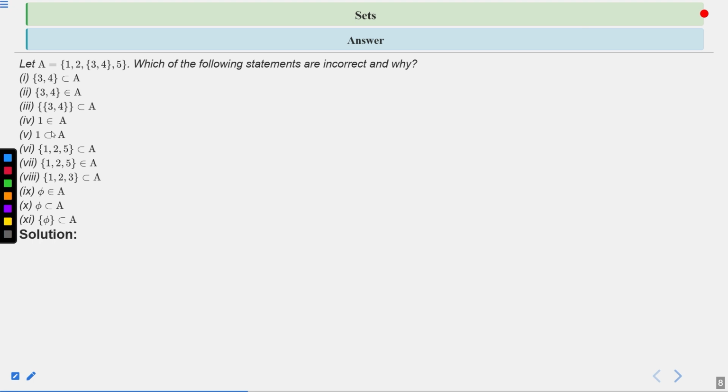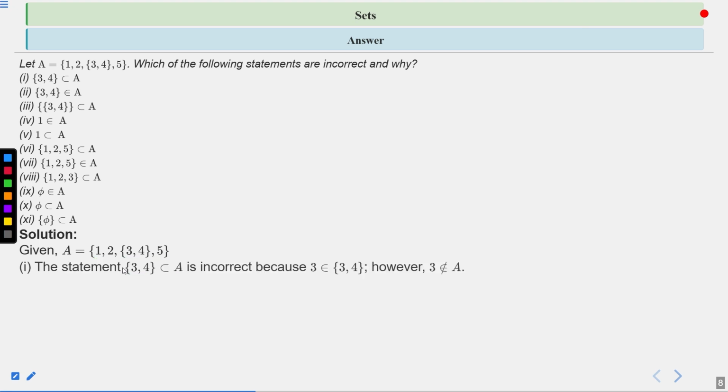Solution. Given set A in roster form with elements 1, 2, the set {3, 4}, and 5. First is incorrect, because the first statement is saying this set with elements 3, 4 is a subset of A, while it is not. Because in order to be a subset, we require 3 and 4 both to belong to set A. As we can see, 3 doesn't belong to set A. Clear?